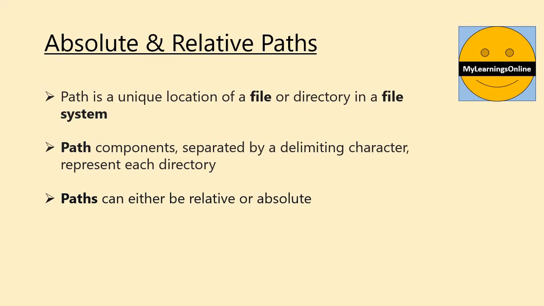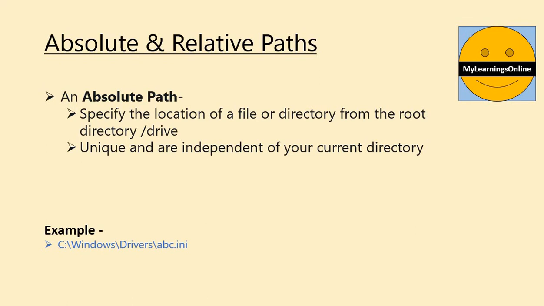A path can either be absolute or relative. An absolute path specifies the location of a file or directory from the root directory or drive, and it is always unique and independent of your current directory. Means we don't need to give reference of current directory in absolute path. Path specified in example is an absolute path.